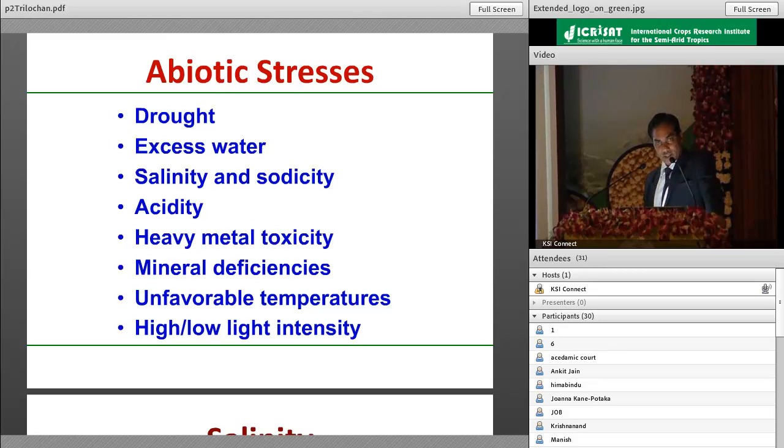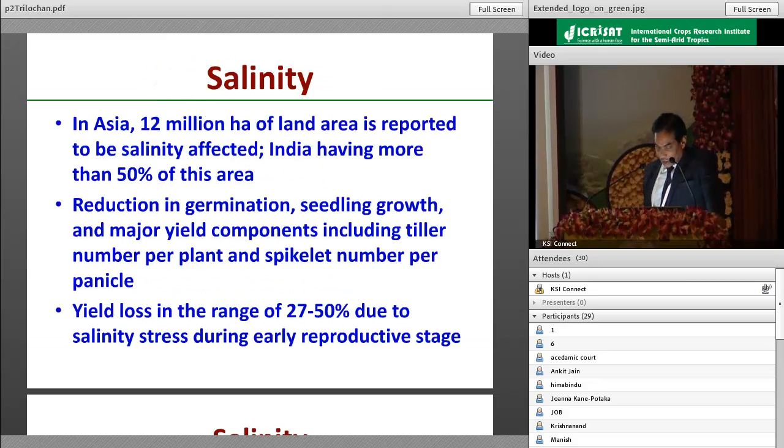For instance, submergence and drought occur in the same season. The crop encounters both problems. And similarly, heavy metal toxicity and mineral deficiencies go together. So salinity is the issue which I am going to describe.